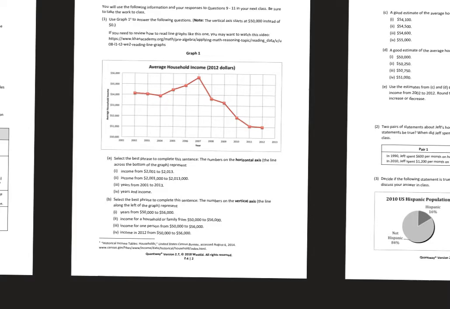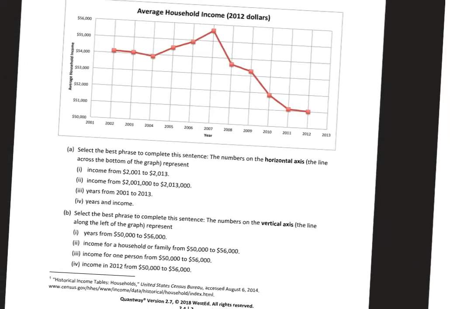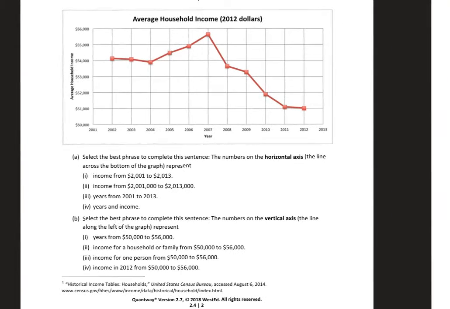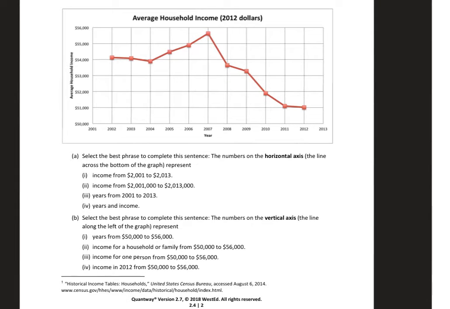Okay, looking at this, the average household income is given to us here on this graph. Select the best phrase to complete this sentence. The numbers on the horizontal axis, the line across the bottom of the graph, represent the income from 2001 to 2013? No. They represent the years along the horizontal graph.